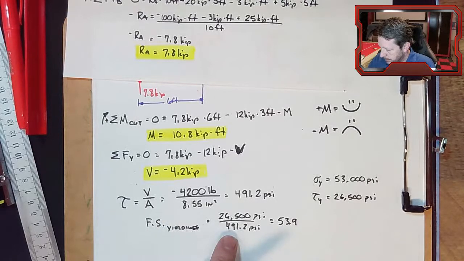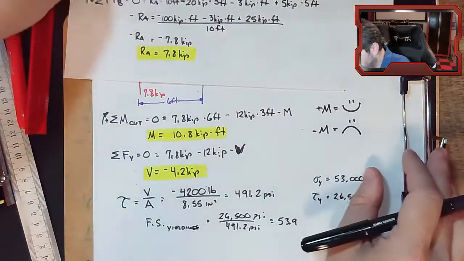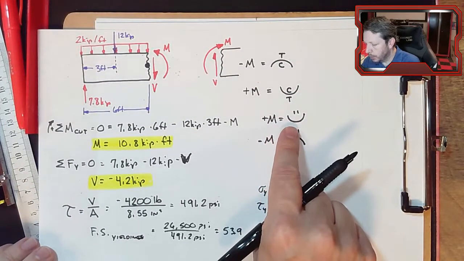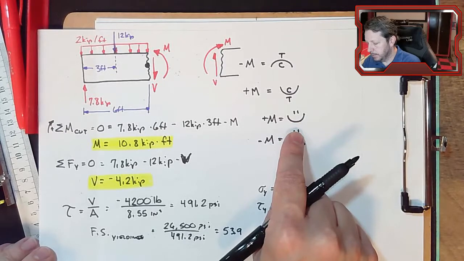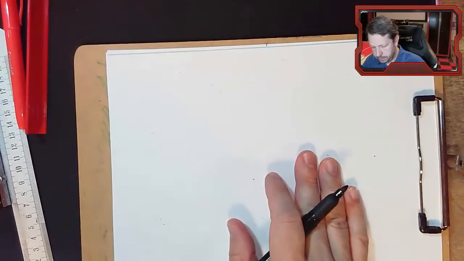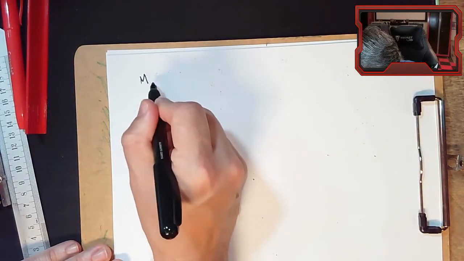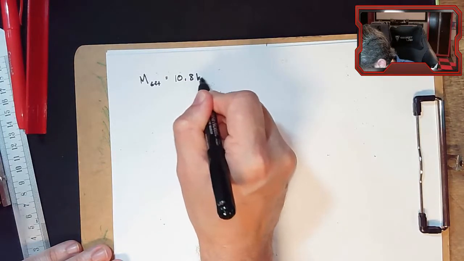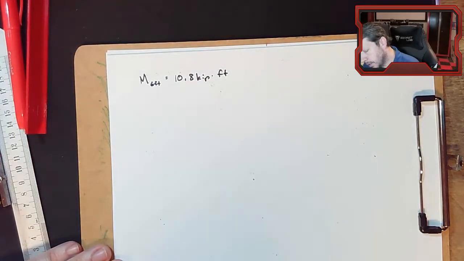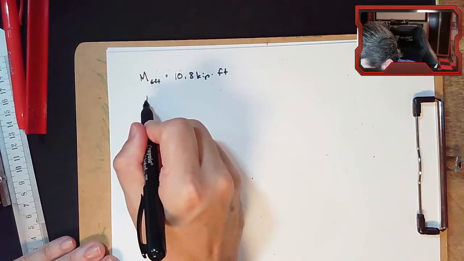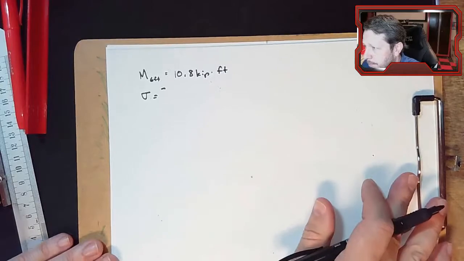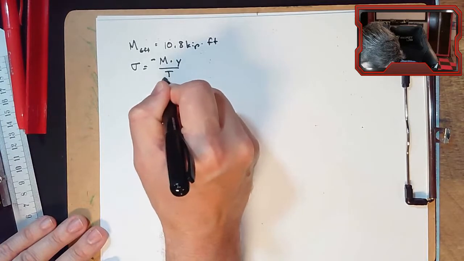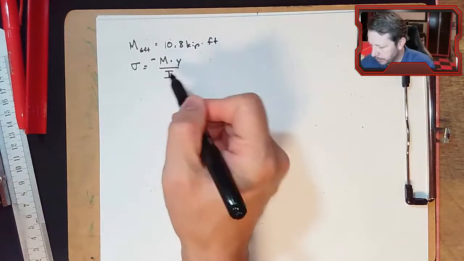But let's look and see if there is an issue with this bending moment. So it looks like we need a new page. We already know based on this that at this point in the beam, we have tension on the bottom, compression on the top. All right, so let's say that M at 6 feet is 10.8 kip feet. We're trying to solve the flexural stress equation. Sigma equals negative, that's part of the equation, M times Y over I. We have M, but we don't have this Y and I value.